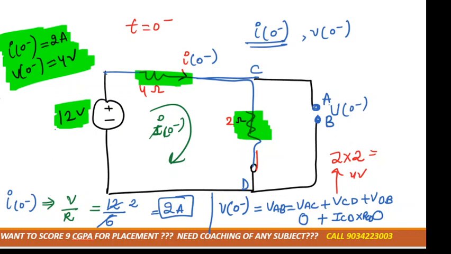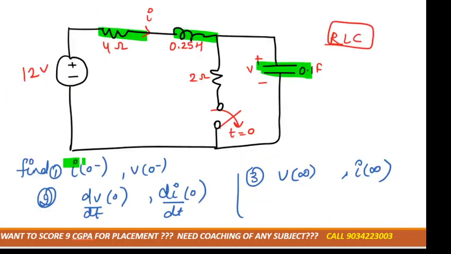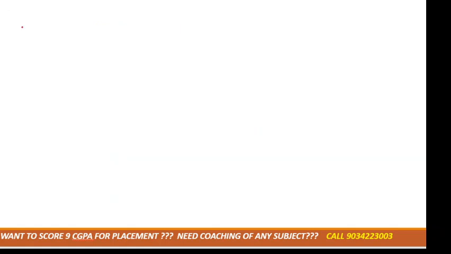Clear? Yes. Now our step number 1 is complete, and we got these values: I of 0 minus and V of 0 minus. Clear? Now what is our second step? Step number 2, we have to calculate at t equal to 0 when the switch is in the transient condition, right?